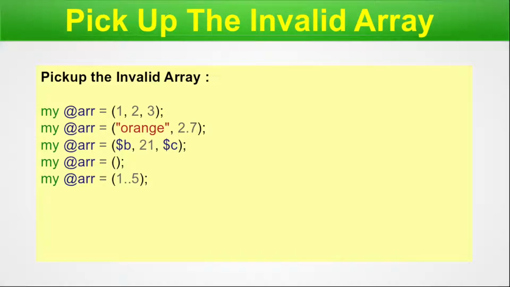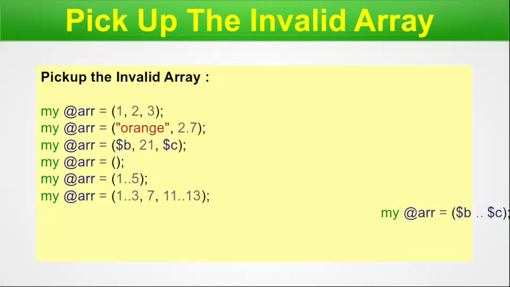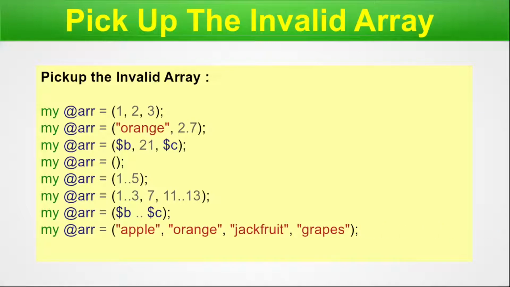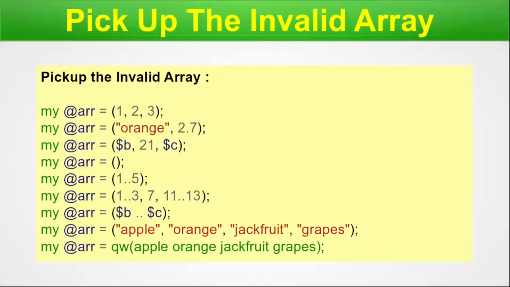This means there will be an increment by integer 1 starting from 1 up to 5. So it will be expanded like this expression. Next, we have a combination of the range operator, that is 1..3 and 11..13, as well as a constant, that is 7. Next we have $b $c. Next we have an array with all strings as elements. Now we are writing a qw, that is the quoted word function, and giving the same elements as we have given in the first line. So this forms our question.